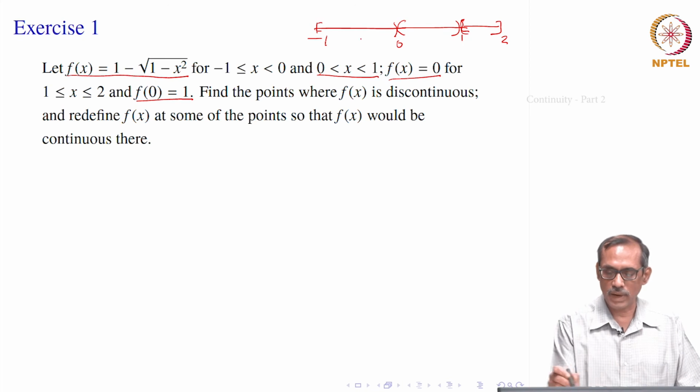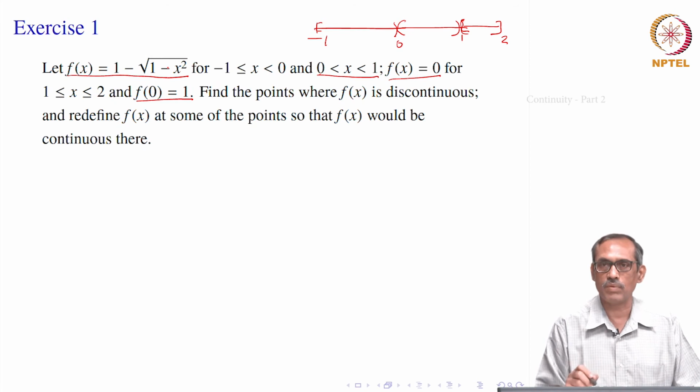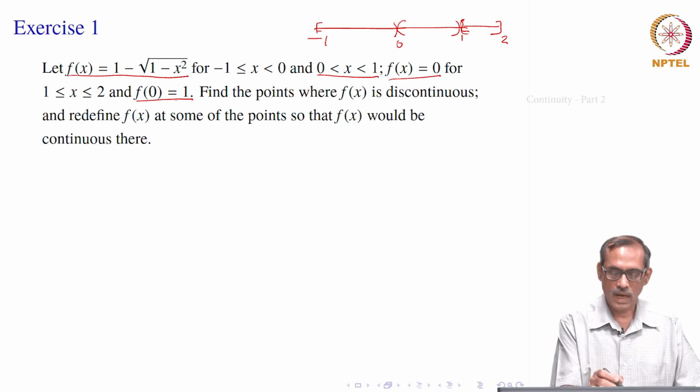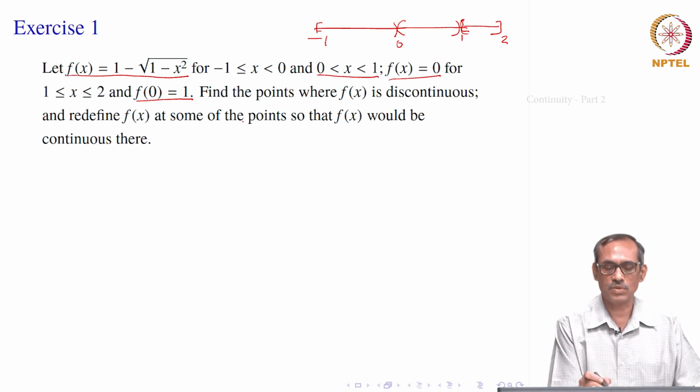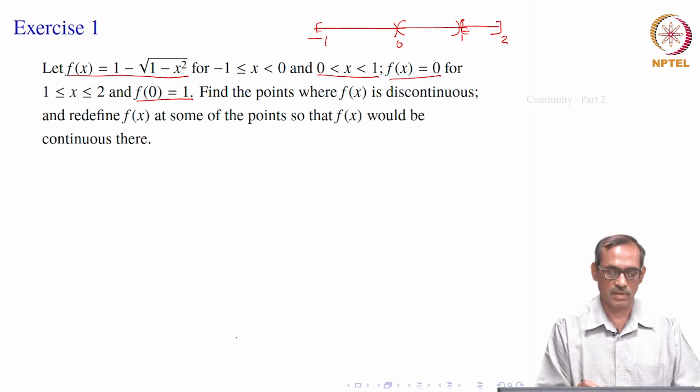So, in the interval minus 1 to 1, except at 0, it is 1 minus square root of 1 minus x square. In the interval 1 to 2, it is the constant 0, and f(0) is 1. That is how it looks. So, we are asked to find the points where f(x) is discontinuous, and if possible redefine at those points to make it continuous. Okay, so it looks that the possible points are minus 1, 0, 1, 2, right.